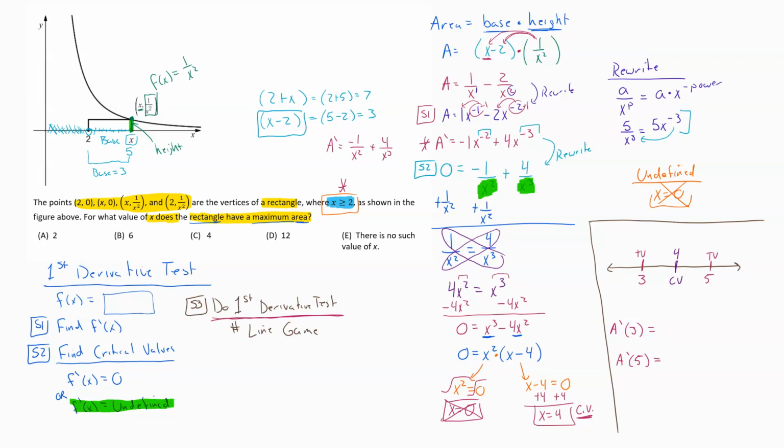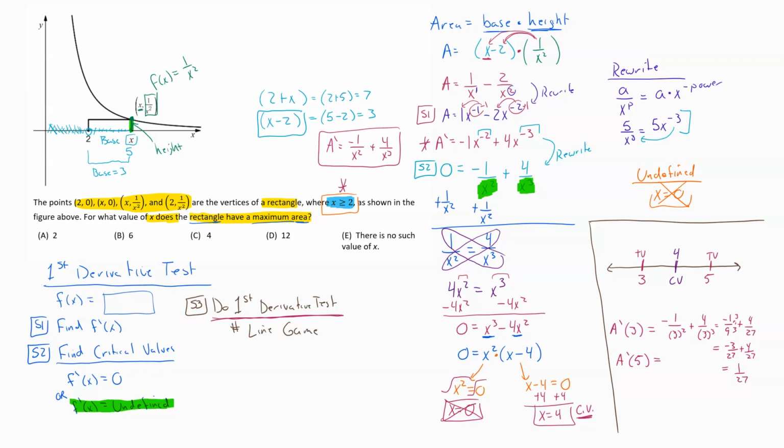So I come in and I plug it into my first derivative here, and I get negative 1 over 3 squared plus 4 over 3 to the third. And that's going to end up giving me out here, I'm going to get negative 1 over 9 plus 4 over 27. To compare those, I need to find a common denominator. So my common denominator would be that 27. So I go ahead and multiply on the top and the bottom on this left one, and I get negative 3 over 27 plus 4 over 27. That gets me 1 over 27.